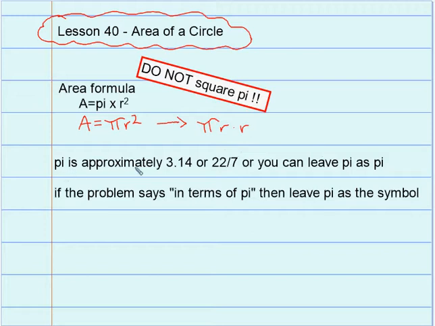And remember that pi is approximately 3.14 or 22/7, or you can leave pi as pi. So if the problem says in terms of pi, then leave pi as a symbol.